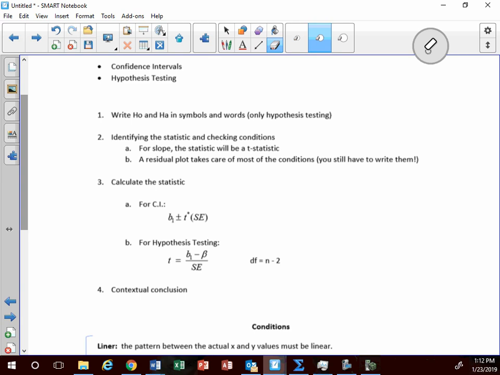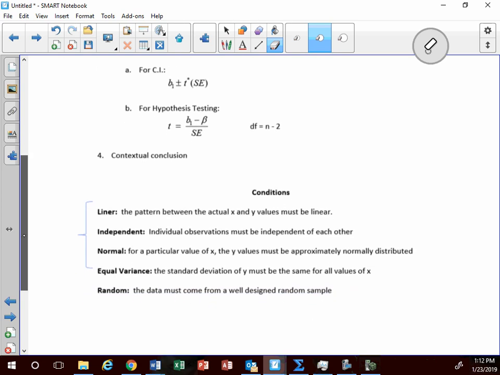Confidence interval, it's very similar to what we did before. This time, though, we're talking about b sub 1, so the slope of your statistic that you're looking at. Still have your t-crit, still have your standard error. Hypothesis testing, we're doing the t-statistic, b sub 1 minus beta over standard error. That should all look somewhat familiar to you. I know we're using slightly different symbols because we're talking about slope now, but the idea of these should be familiar. Degrees of freedom, just a little different when we're doing this. It's n minus 2.